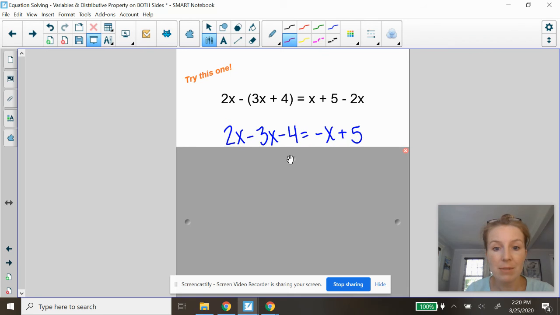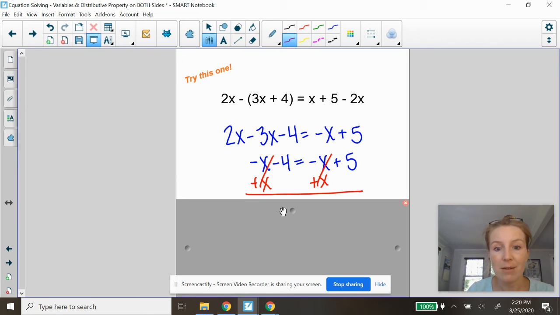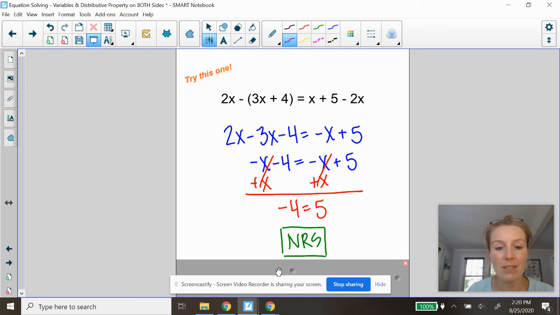All right, so again, we had some simplifying that needed to happen first on each side of the equation. You'll notice here that something crazy happens though, which hopefully you'll remember, is that all of a sudden my x's cancel out and they're all gone. So what's happening here is we have no real solution. There's no way that I can make this equation true and have -4 be equal to 5. So this is NRS.